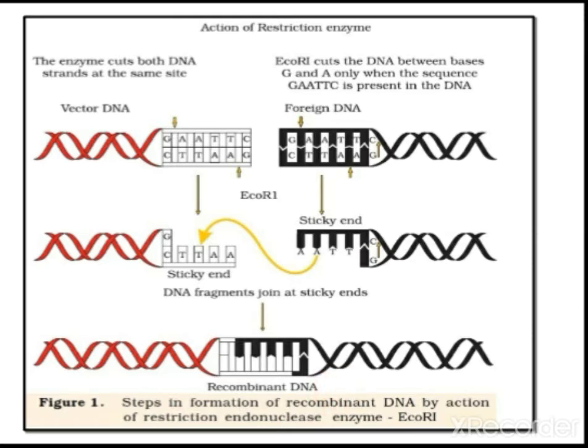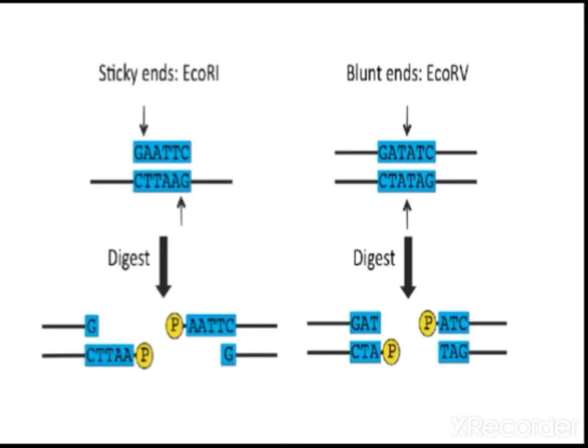While making a cut, two types of cut are there: one is sticky cut and the other is blunt cut. In a sticky cut, the cut will be made like that, so the enzyme acts at two different places. In a blunt cut, the enzyme acts at a similar place in both strands, and the cut will be blunt like this. Actually, we prefer sticky cut compared to blunt cut.